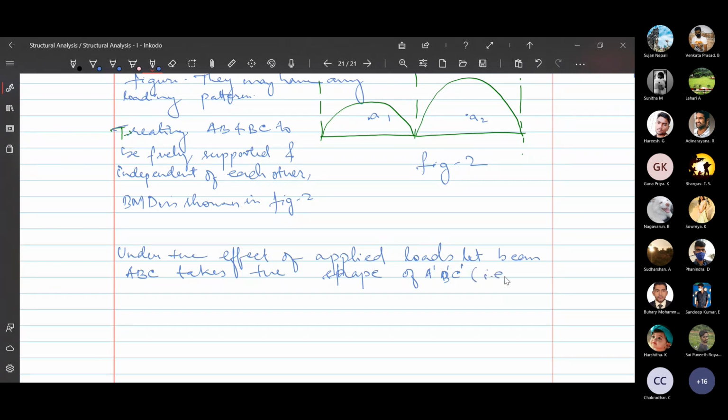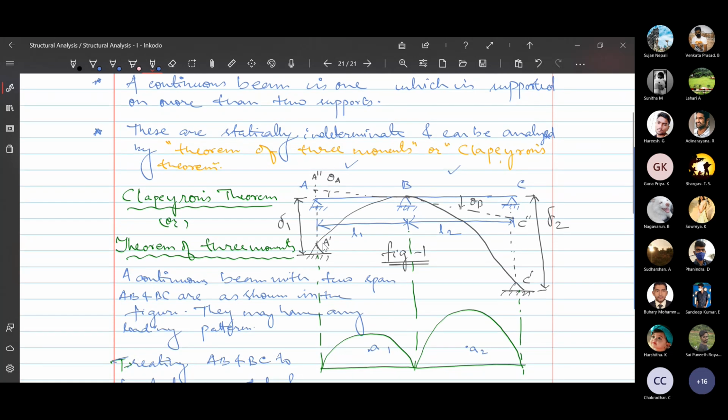That is, the supports A and C sinking by different amounts with respect to B. With respect to B means with respect to support B. So let us say this is the original continuous beam, and due to some loading condition, the support A is sinking from A to A dash, and that deflection is delta 1, and the support C is sinking by delta 2, from C to C dash.